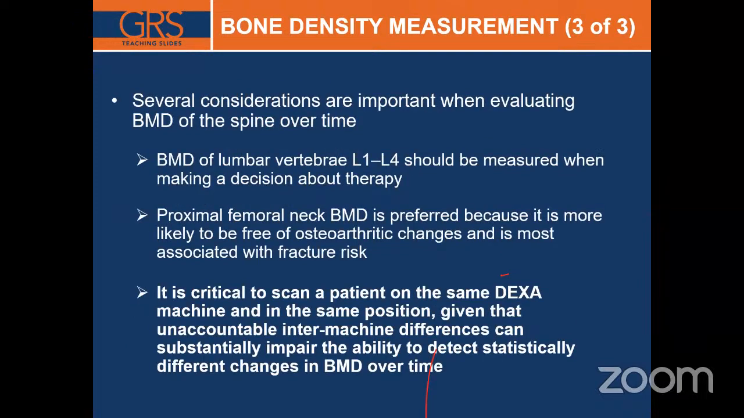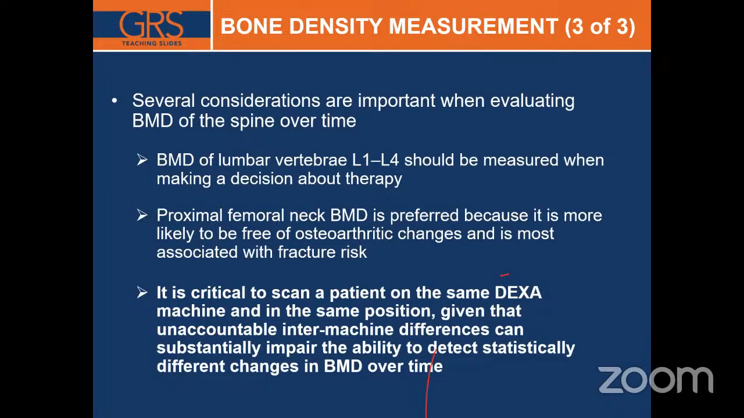Several considerations are important when evaluating bone mineral density of the spine over time. BMD of lumbar vertebrae, L1 to L4, should be measured when making a decision about therapy. Proximal femoral neck BMD is preferred because it is more likely to be free of osteoarthritic changes and is most associated with the fracture risk.